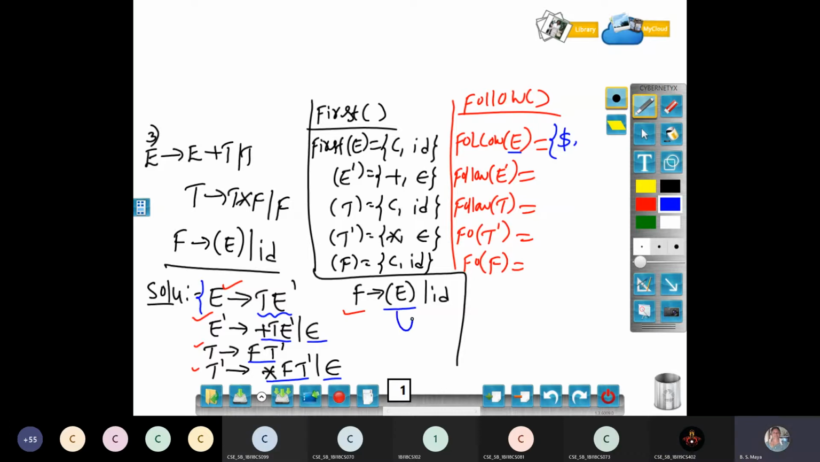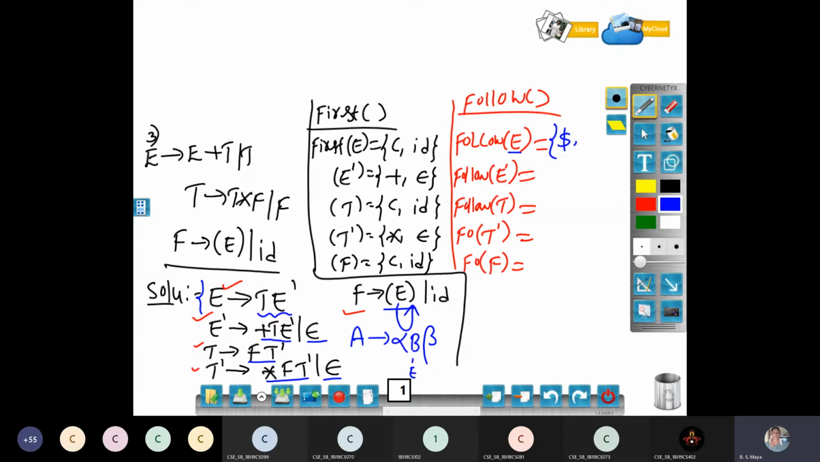Yes, ma'am. What is in front of capital E? You have to take follow of E. What is the follow of E now? It is of the type A derives alpha B beta. The B is pointing to E. What is the follow of B? B is your epsilon, so close parenthesis.